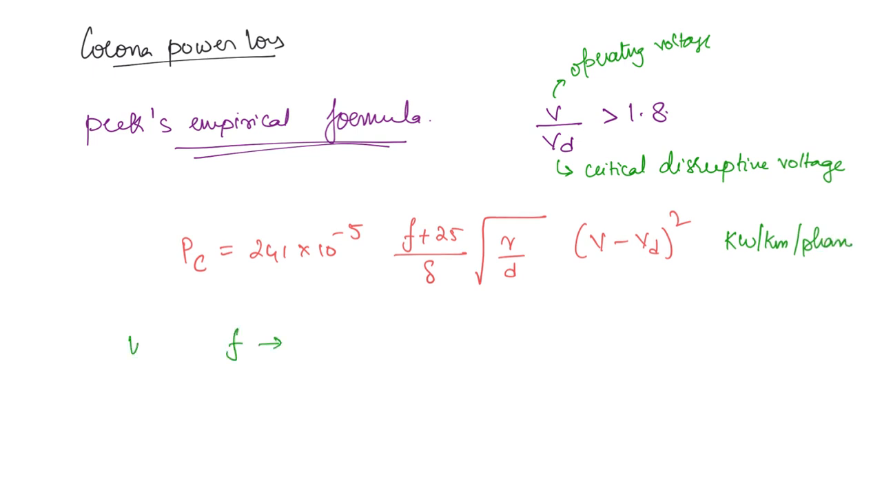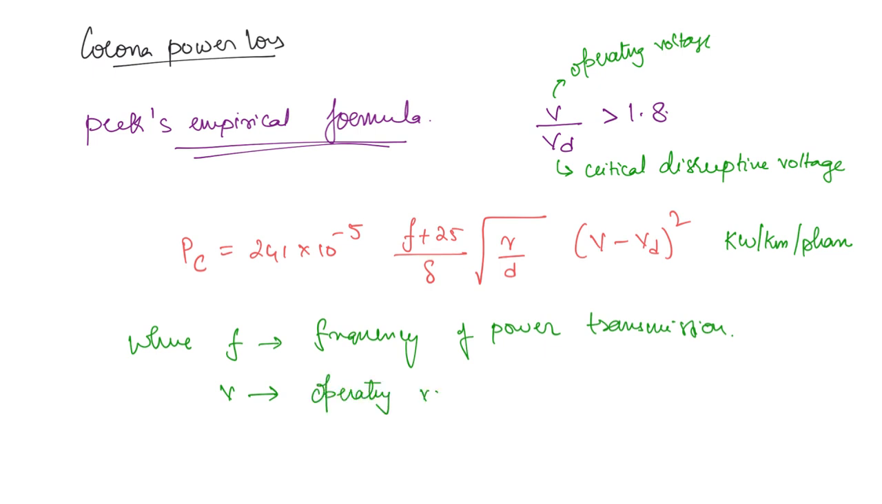f is the frequency of power transmission. So usually it is 50 Hertz, right? In our country, the frequency of power transmission is 50 Hertz. And V, like we already discussed, is the operating voltage in kilovolt, the RMS value, kilovolt per phase. And finally, Vd is also the same thing. Vd is the critical disruptive voltage in kilovolt per phase.